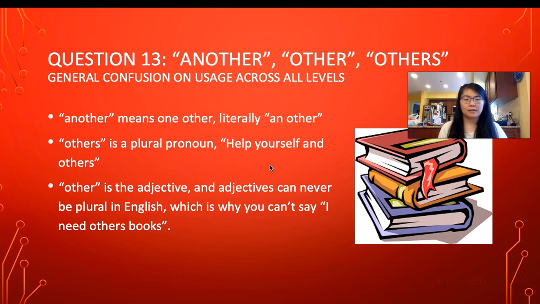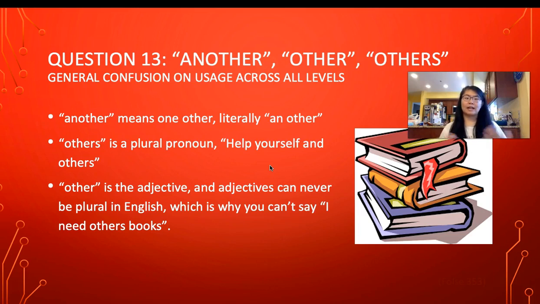Others is a plural pronoun. Help yourself and others. Help yourself and them. Help yourself and the other people. Them. Help yourself and others. Other is an adjective, and adjectives are never plural in English. Like red, blue, big, small, not big, smalls.